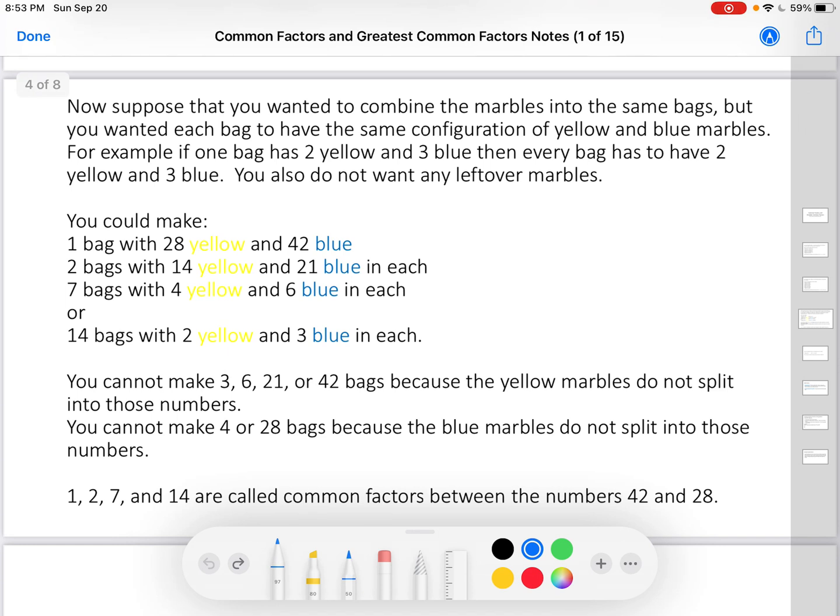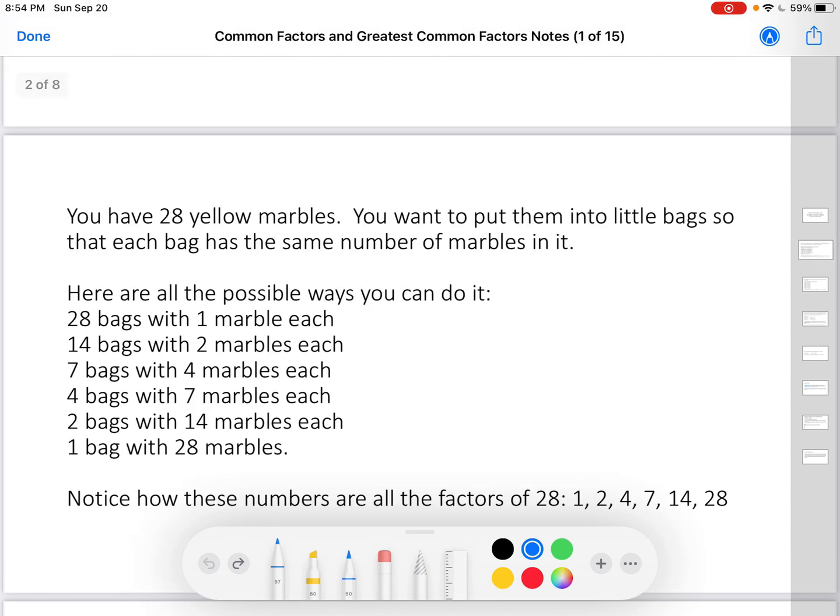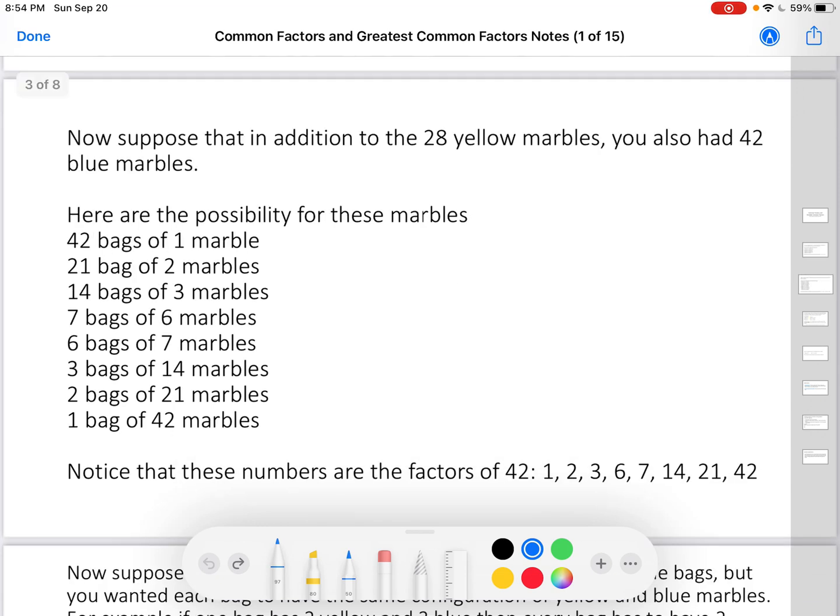So 1, 2, 7, and 14 are called the common factors between the numbers 42 and 28 because they are factors of 28. See, 1, 2, 4, 7, 14, and 28. And they are factors of 42.